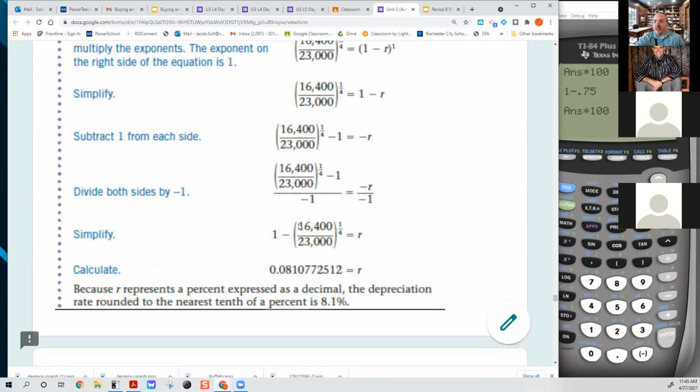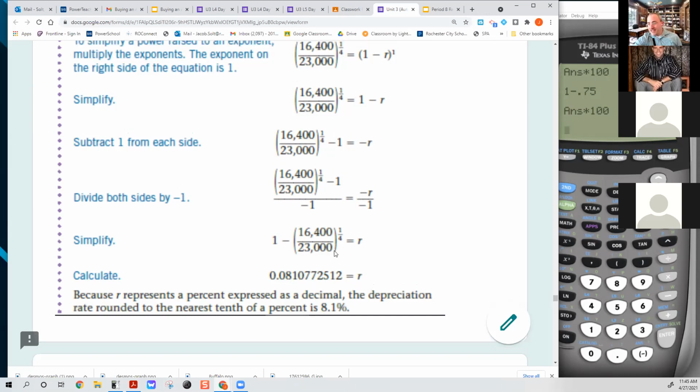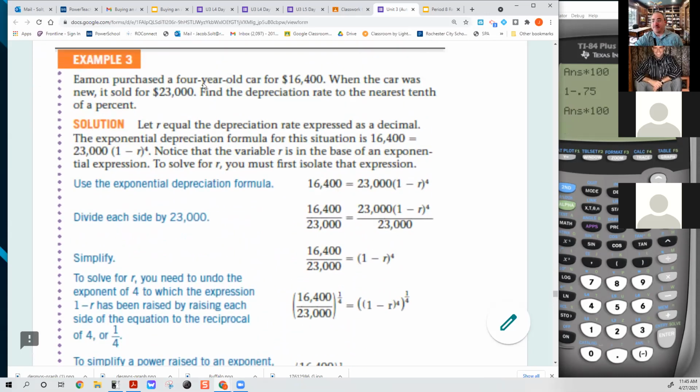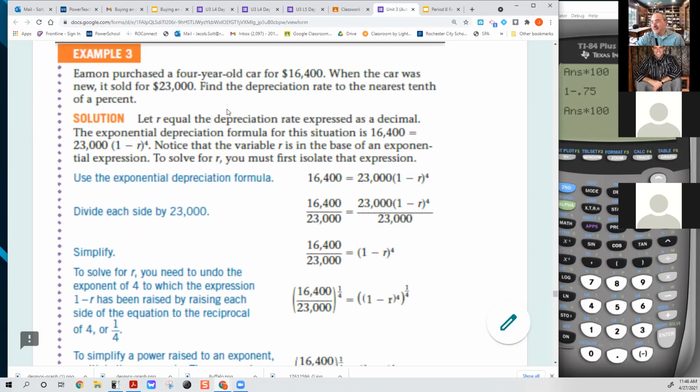In this case, they ran this equation on their calculator. The calculator does all the work here, and it's 0.08. They multiplied this by 100, and they got 8.1%, the rate of depreciation for Eamon's car. He purchased a 4-year-old car. When the car was new, it was sold for $23,000. The rate of depreciation was 8.1%. His car has been depreciating at an exponential rate of 8.1% per year. That's what we just found out.